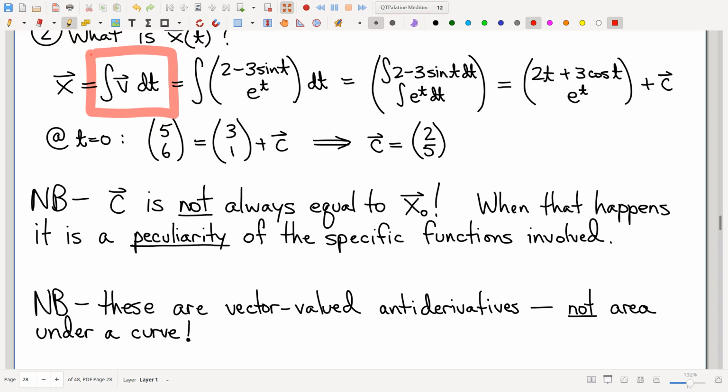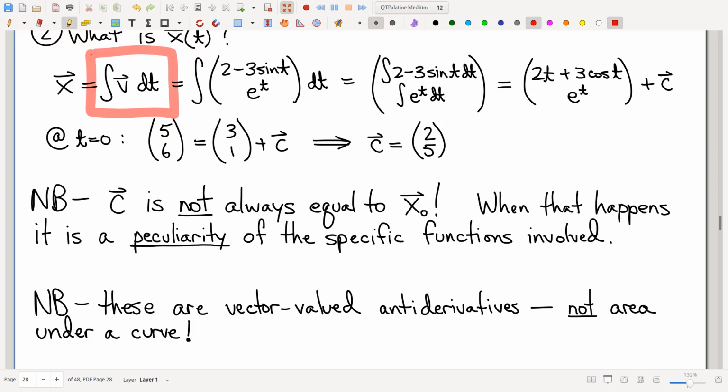Not this. This is a function. Right? So we need a different word for this. This is an antiderivative. I think it's quite unfortunate that we use such similar notation for antiderivatives as we do for integrals, because they are very importantly different things.